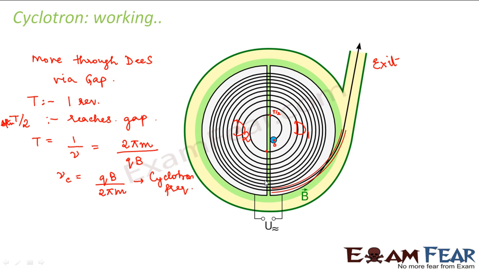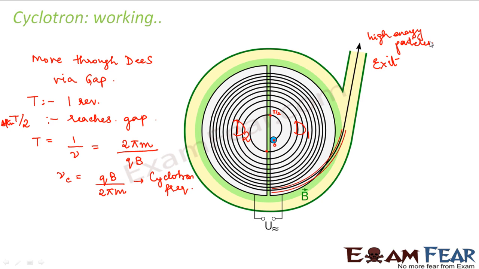So after getting accelerated so many times, the energy of the particles obviously increased a lot. After that, high energy particles are taken out from this exit, and from here you get extremely high energy particles. These high energy particles are very helpful in many practical applications, some of which we will see now. But I hope you understood how it works.